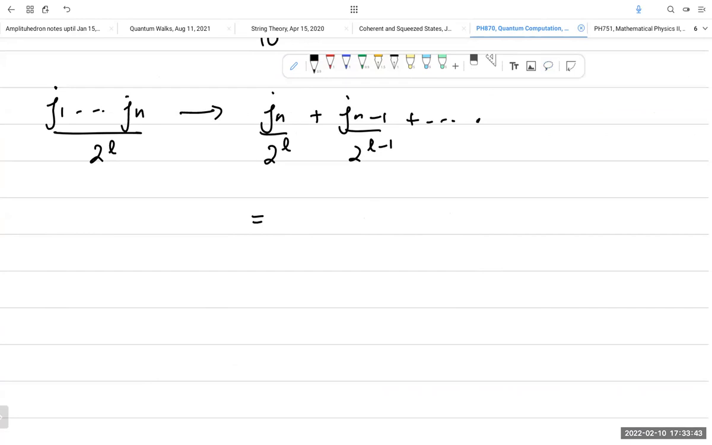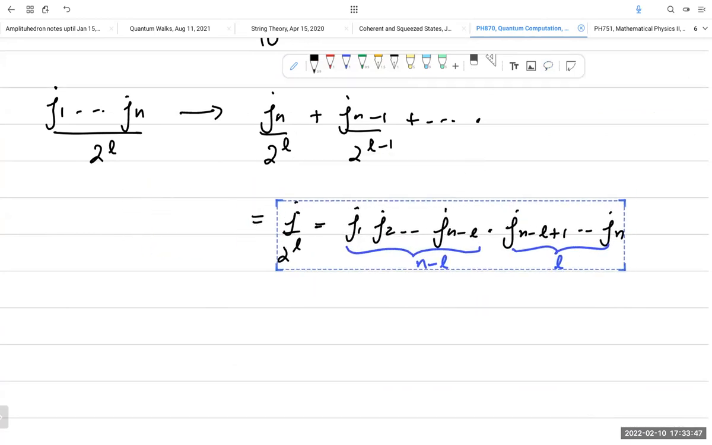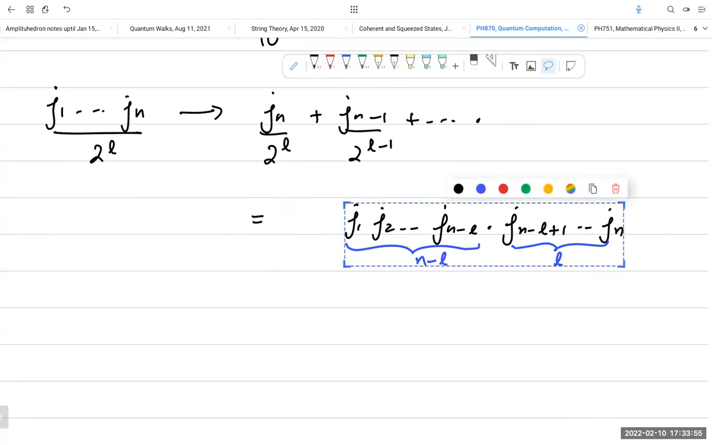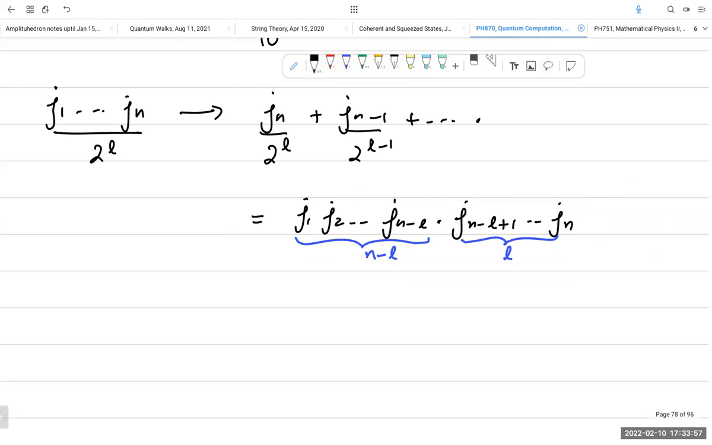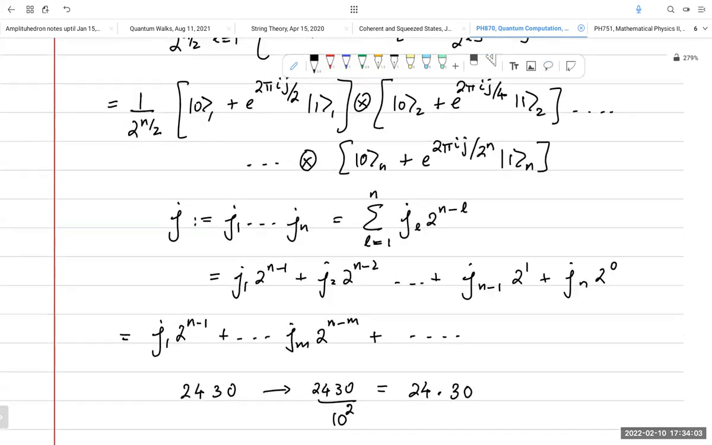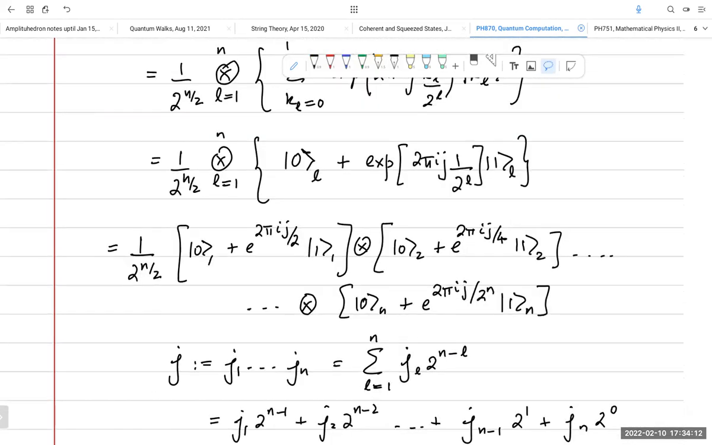And if any of you understands this right away and it's very obvious to you, that's wonderful. But for me, it's not so obvious, so I have to go slowly. So I get this expression when I take j divided by 2. Now we come to this exponent, exponent 2 pi I j divided by 2 to the L.